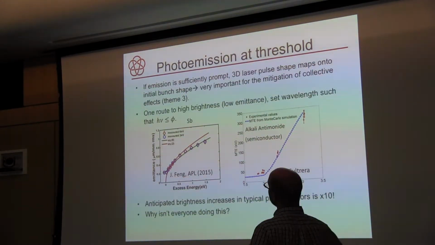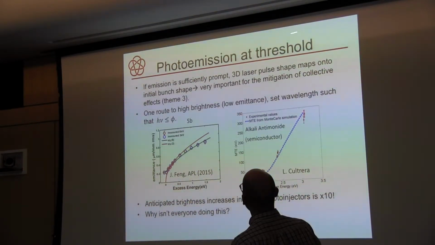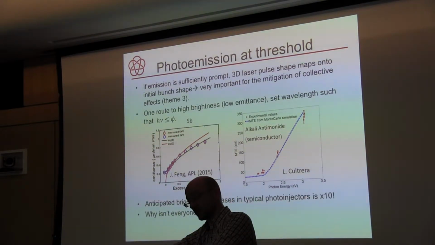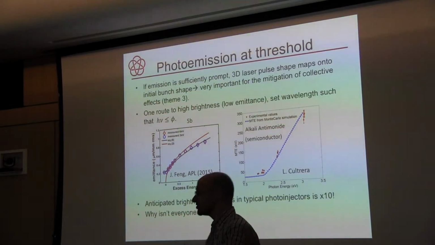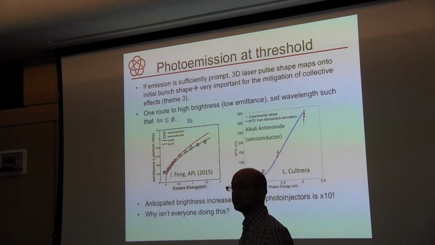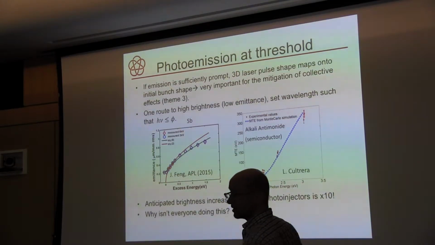So, if emission is sufficiently prompt, the three-dimensional shape of the laser maps onto the initial bunch shape. This is very good, because if we're emitting a very dense bunch, collective forces in the bunch can, during beam storage and transport, dilute it. So we have a lot of freedom with photoemission accelerators to affect how these collective effects play out later on. So we like that a lot. But again, not really my thing to talk about.